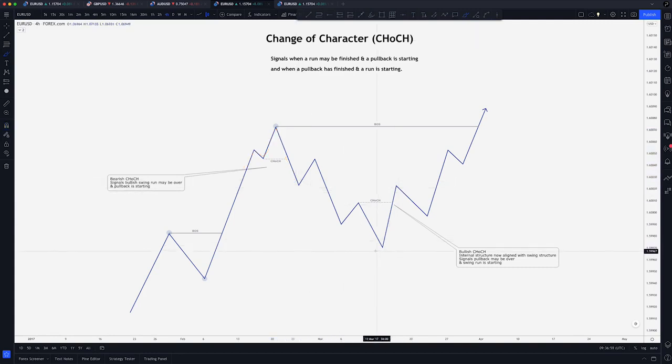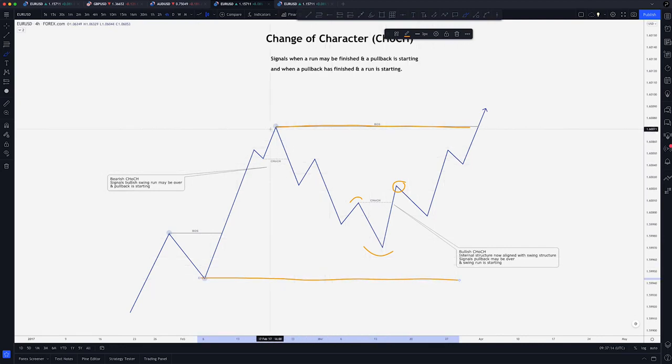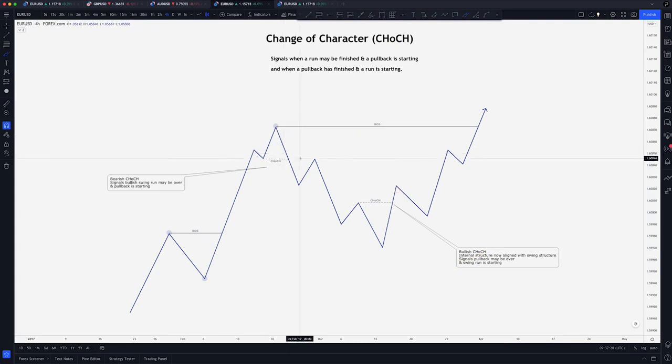Now, how do we know when the pullback is finished and that higher low is likely to have formed? We then get a bullish change of character, okay? Where that internal lower high gets taken out, we then form an internal higher high. Remember, the whole time the swing structure is still bullish. That has not changed. We're just looking at the internal structure. So everything in here is internal structure. We're just looking for that to switch from bearish to bullish.